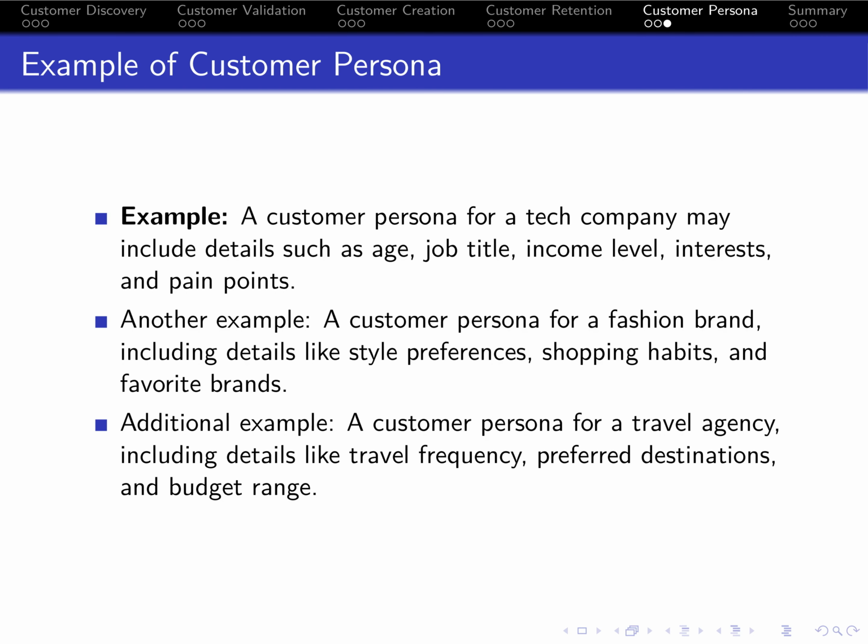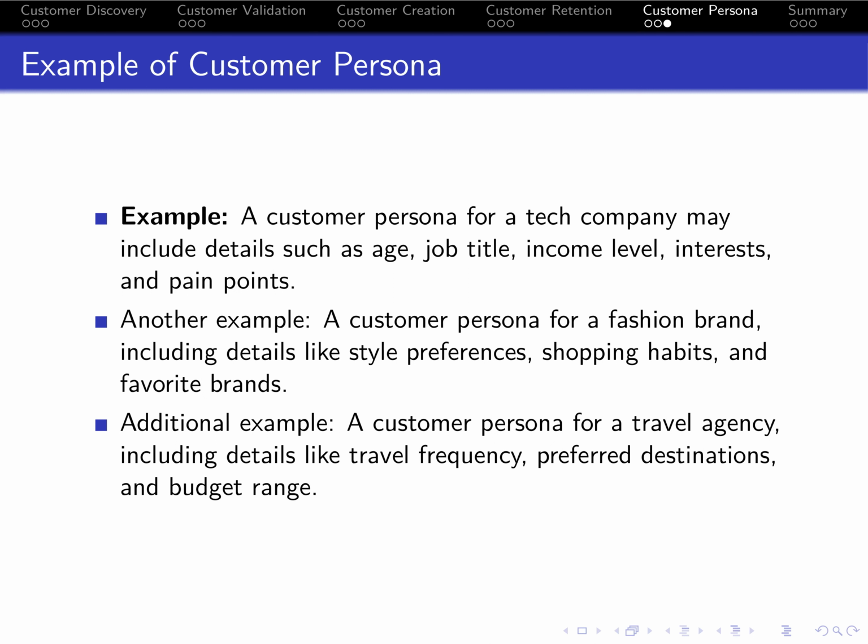Customer personas are essential tools for businesses to understand their target audience better and tailor their products or services accordingly. For instance, a tech company may create a customer persona that includes details such as age, job title, income level, interests, and pain points. This information helps the company in developing products that meet the specific needs of their target customers. Similarly, a fashion brand can benefit from customer personas that outline style preferences, shopping habits, and favorite brands. By creating detailed customer personas, the brand can design marketing campaigns that resonate with their audience and drive sales.